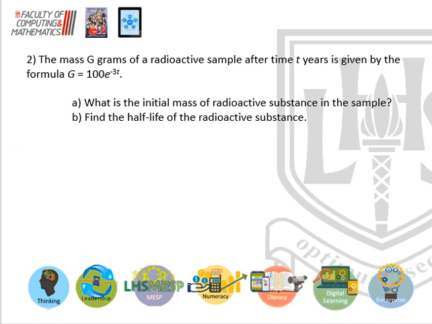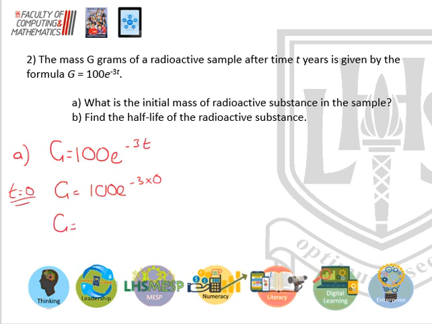So for part A, we've got the formula g is equal to 100 e to the power minus 3t. For the initial mass of the radioactive substance, at that very start, t has got to be 0. So if we substitute that in, we'll be able to calculate the initial mass. So the mass at the start is going to be 100 e to the power minus 3 multiplied by 0. Minus 3 multiplied by 0 is just 0. E to the power 0, well, anything to the power 0 is 1. So 100 times 1, the initial mass is 100 grams. And that will always work.